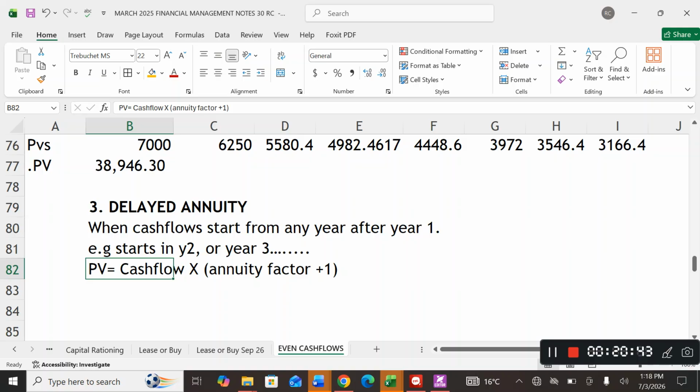So the present value of a delayed annuity is equal to cash flow multiplied by adjusted annuity factor. So we need to adjust the annuity factor. From the definition of an annuity factor, automatically when you calculate the annuity factor, it is going to add year 1. But in your year 1, you do not have any cash flow. So we need to adjust. Let us remove those years where we haven't received any cash flow or we have paid any cash flow.